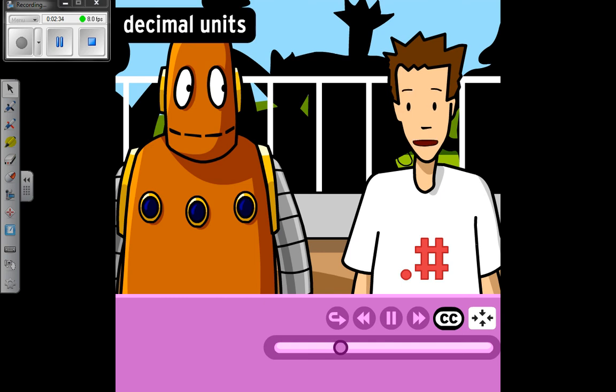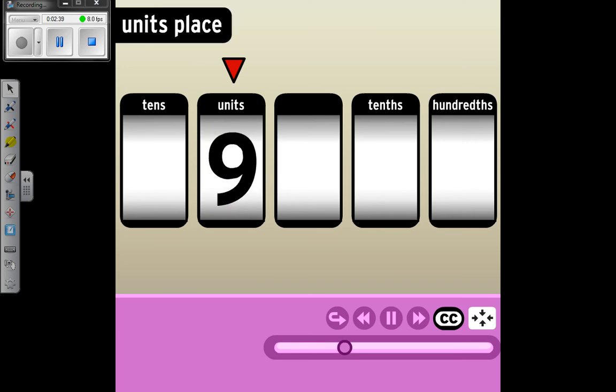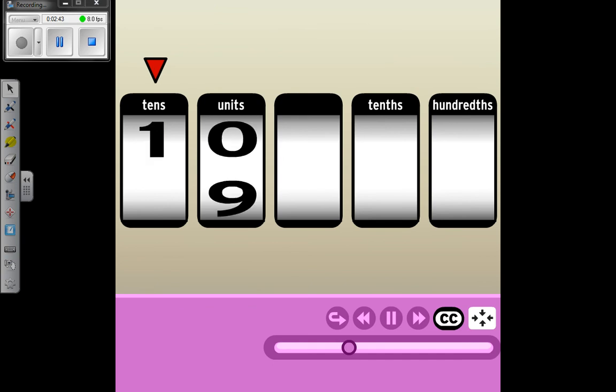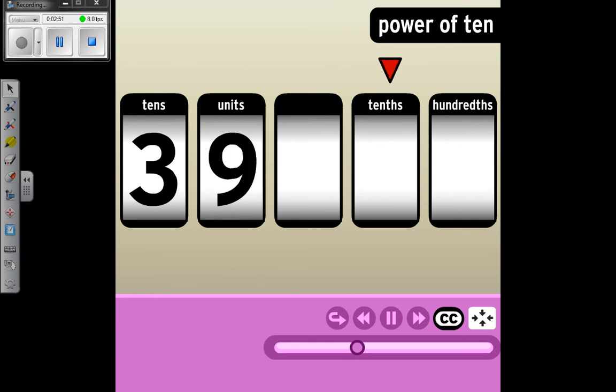Well, writing decimals is pretty easy. In our number system, I can count from 0 to 9 in the units place. To count bigger numbers, I have to move left, over to the tens place. Each place increases by a power of 10. Because decimal units are smaller than 1 unit, you actually move to the right of the units place.